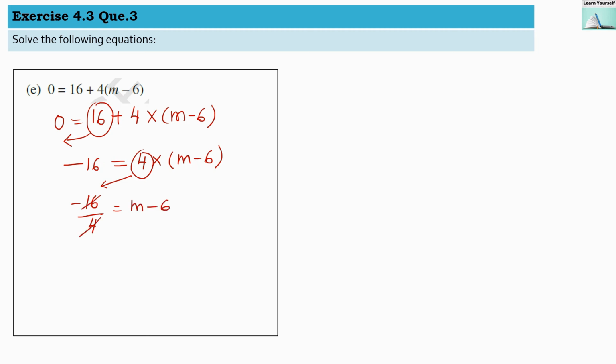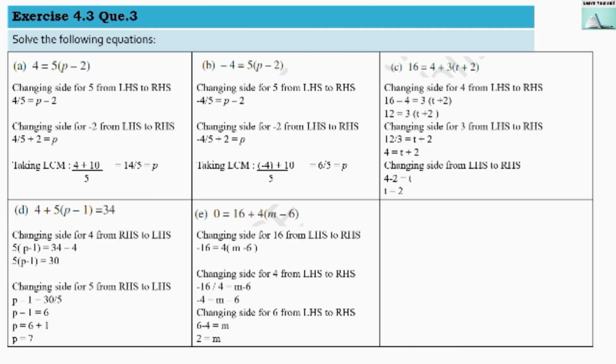So 4 4s are 16. We got here minus 4 equals m minus 6. 6 is in subtraction. It is along with a negative sign. Once we are changing the side, it will become positive. So minus 4 plus 6 equals m. So we need to do subtraction here because one of the numbers is negative, but it will take the bigger number's sign, so it will become positive 2. So m equals plus 2 will be our answer.